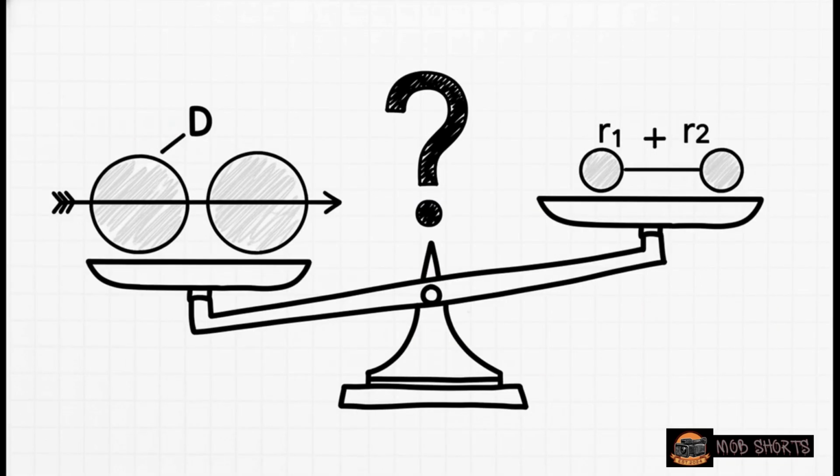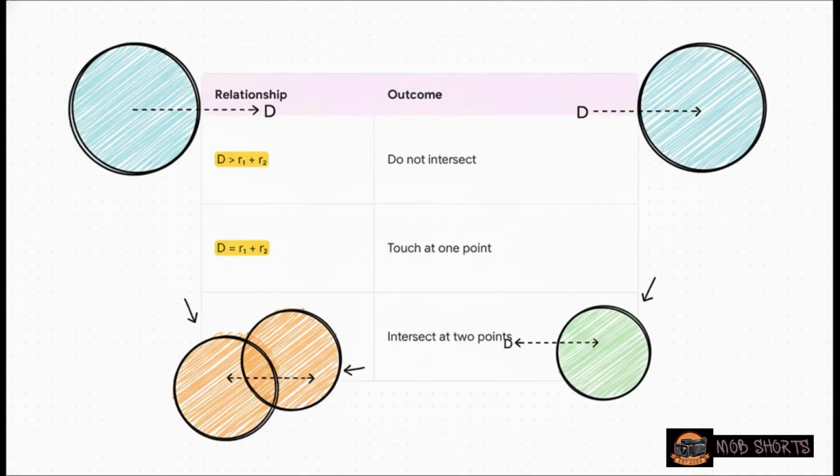All we have to do is calculate two things. First, find the distance between their centers, we'll call that d. And second, just add their two radii together. That's it. Comparing those two values tells you the whole story. This table lays it all out.